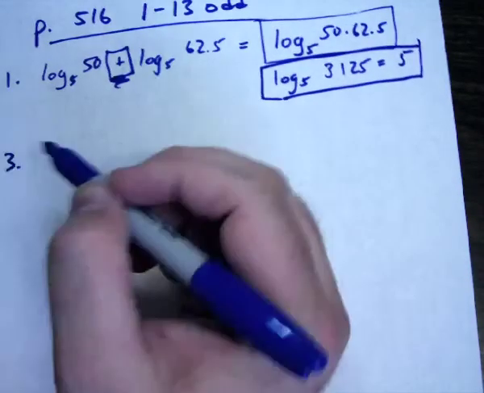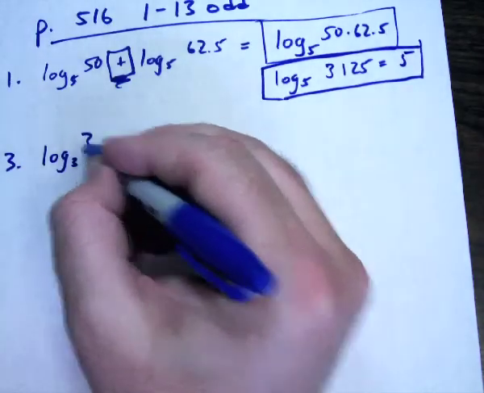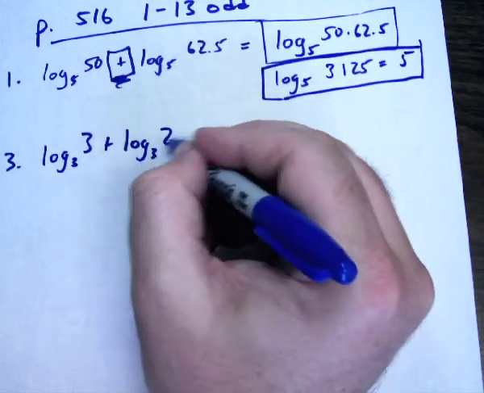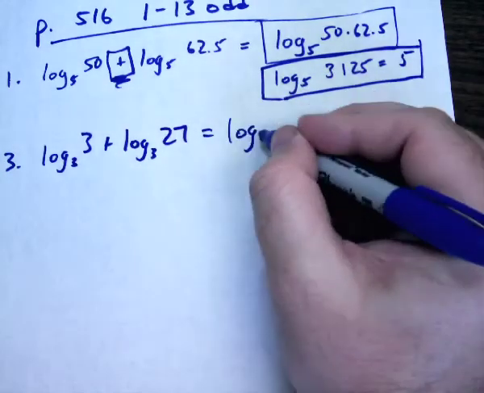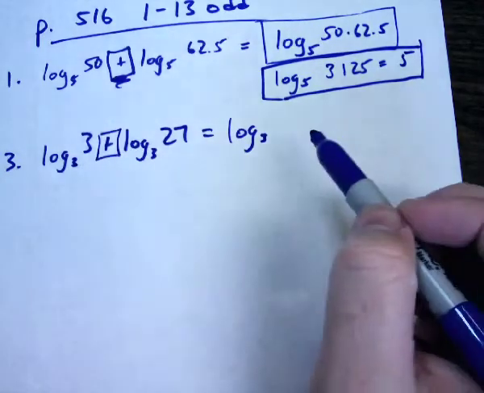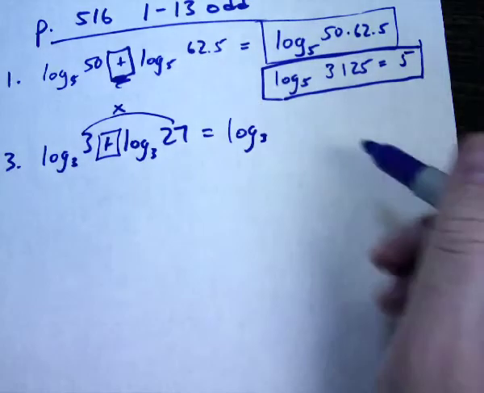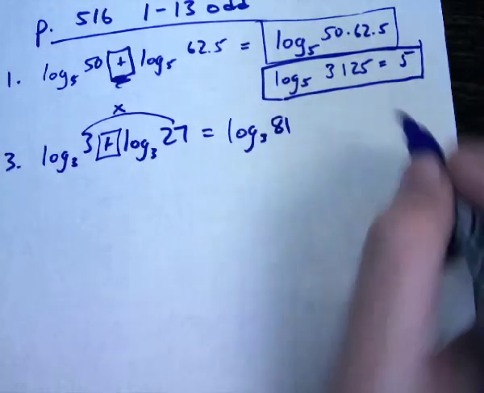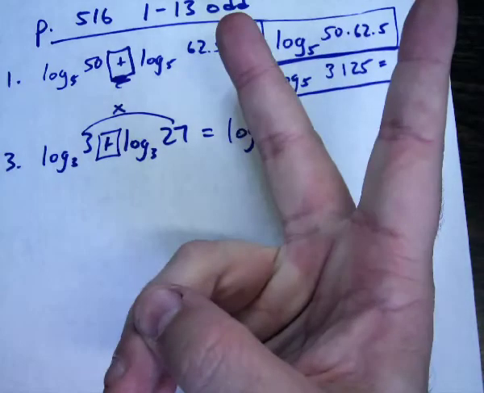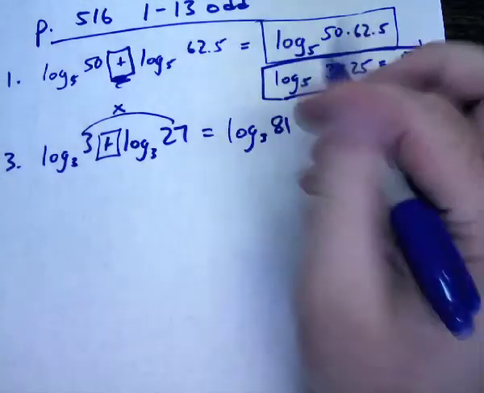Alright, number 3. Log base 3 of 3 plus log base 3 of 27 equals log base 3 of something. Once again, this is a plus, so we take these two things and we multiply. 27 times 3 is 81. And then once again, 3 times 3 is 9, times 3 is 27, times 3 is 81, so this is 4.